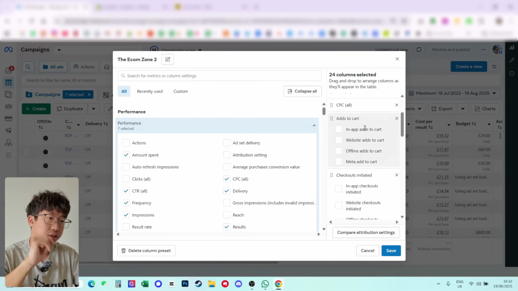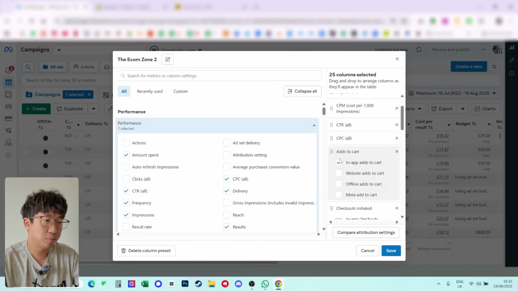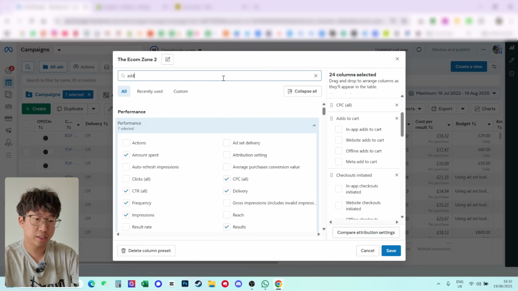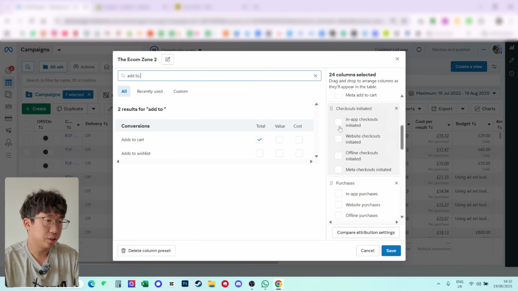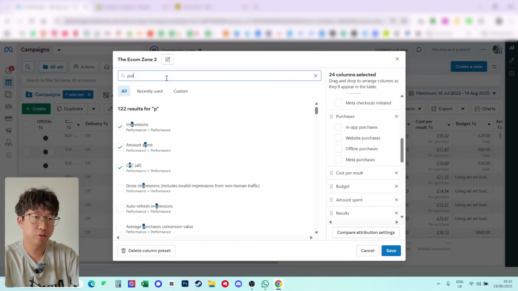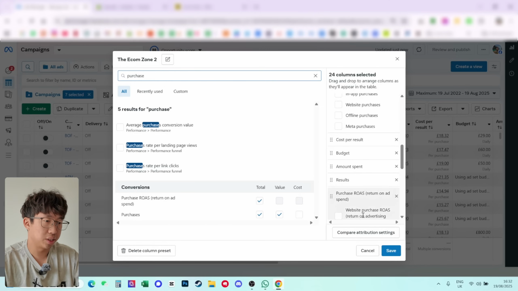Now your add to carts is very important and you want to leave these unticked. All of these boxes here, you want to leave these unticked. So to just search for that, it's add to cart and it's the total. You do not want the value or the cost, they're irrelevant. So checkouts initiated, same thing. Purchases, same thing. So if you just look at purchase, we can see here purchases total here, and the other two boxes come down later.